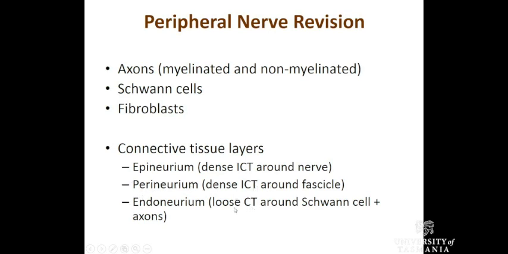And then around the Schwann cell and its axons associated with it is a layer of loose connective tissue, which is known as the endoneurium. So the loose connective tissue is never directly around the axon, it's always around the Schwann cell and its axons. It's either maybe myelinated axon or unmyelinated axons. And so that's the loose connective tissue layer known as the endoneurium. Endo means within.